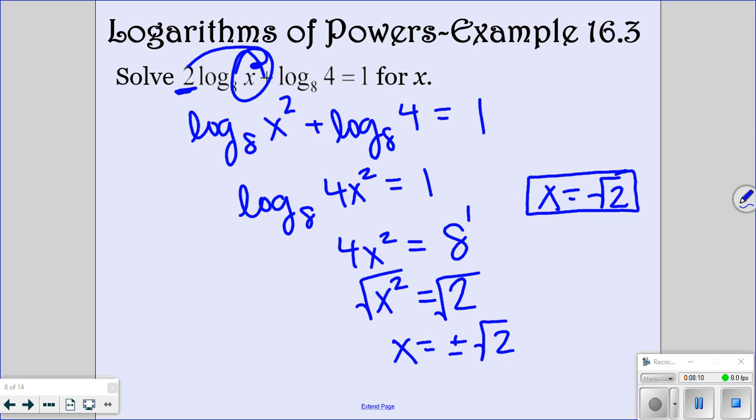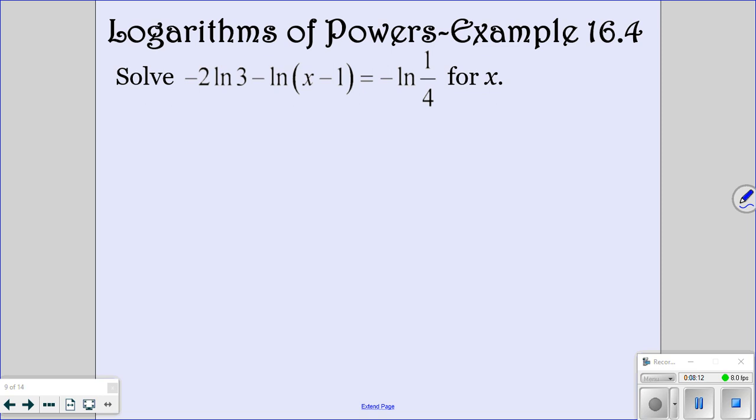Alright, looking at another example. So on this one, if you look in the book, this isn't how they solve it exactly, but this is just a personal preference. Do you notice how all of them are negative? I'm going to change all of the signs to positive. I'm going to multiply everything by -1. And I think it makes it a lot easier of a problem to work with.